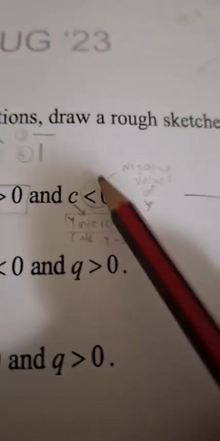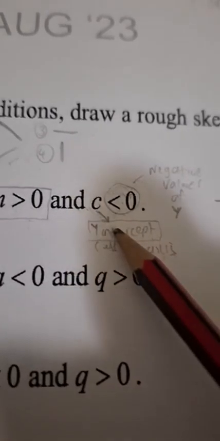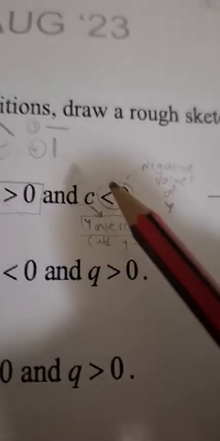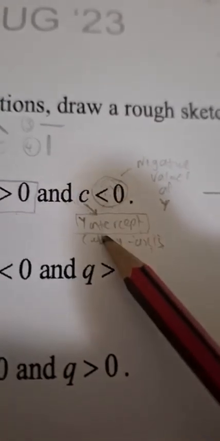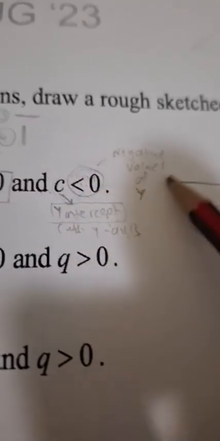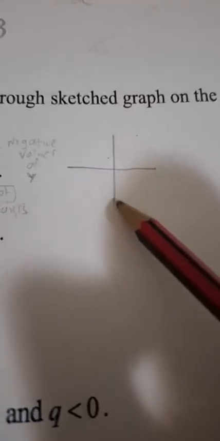I repeat, since c is less than 0, c stands for the y-intercept. What is the y-intercept? It's where the graph cuts the y-axis. Then the question is, where are we cutting the function? If we are saying c is less than 0, it means we are cutting the y-axis where y is negative. Where is y negative? y is negative below the x-axis. It's not negative above the x-axis. So what did they say here?